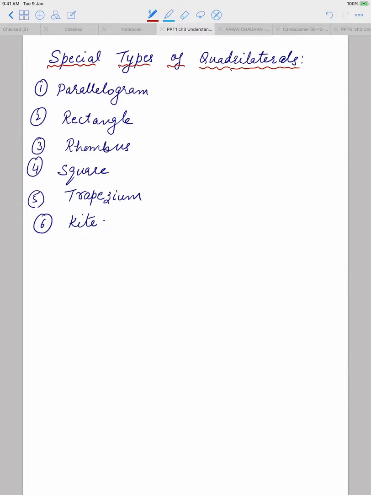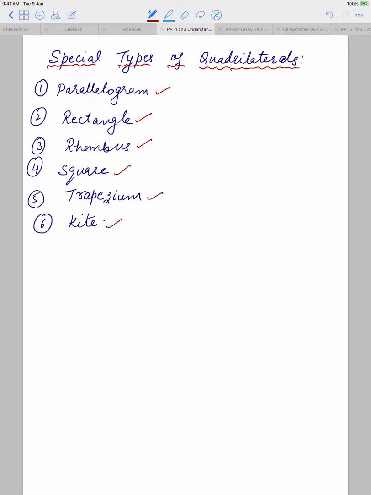Okay children, let's learn about some special types of quadrilaterals. First of all, you know what a quadrilateral is. It is a four-sided closed figure that you have already learnt about. Now we are going to talk about some special types of quadrilaterals. They are parallelogram, rectangle, rhombus, square, trapezium and a kite.